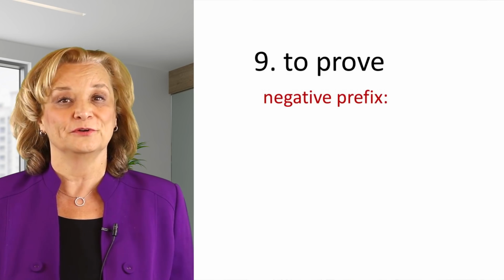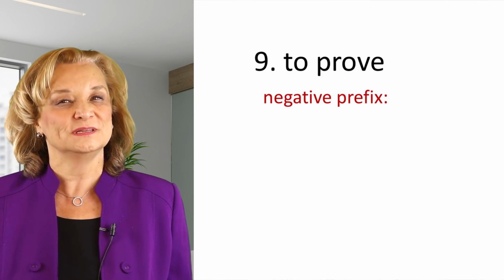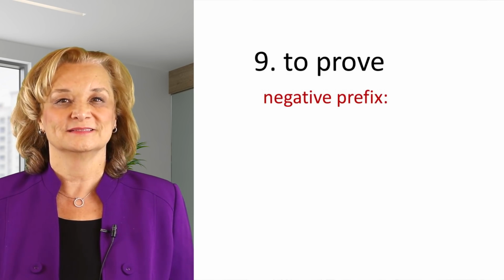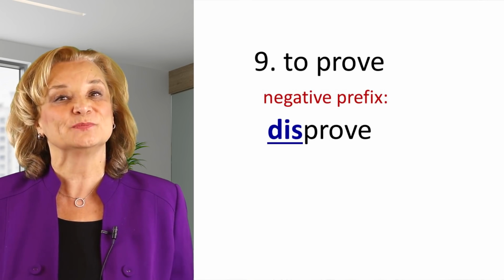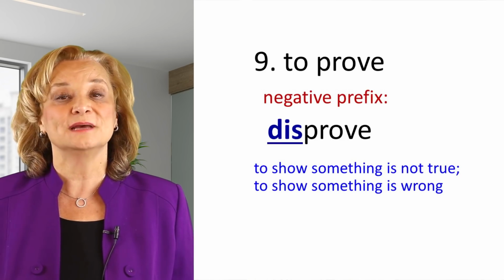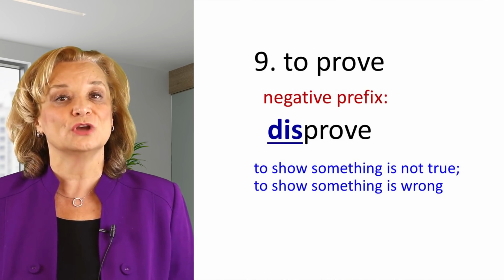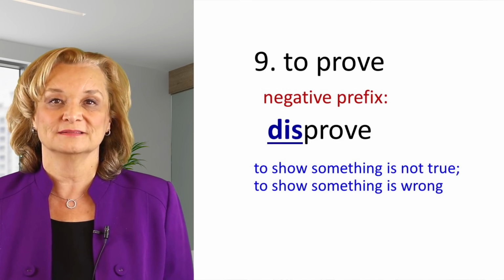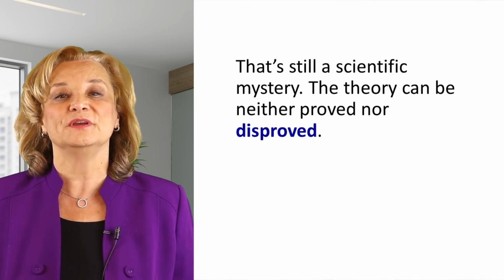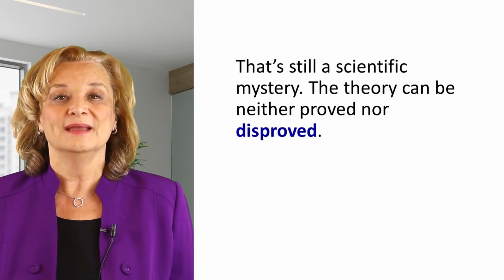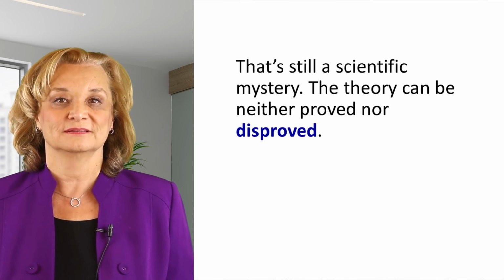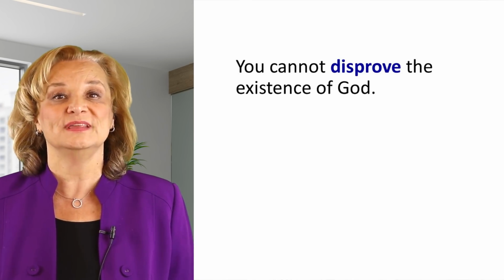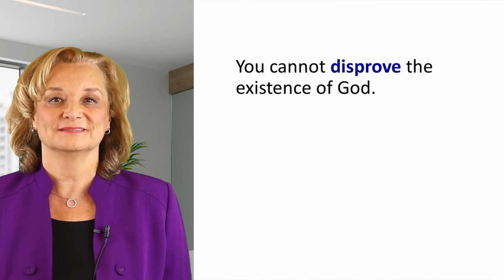The next one is a verb, to prove. What is the opposite? Once again, we will use the prefix dis, to disprove. To show something is not true, to show that something is wrong. That's still a scientific mystery. The theory can be neither proved nor disproved. You cannot disprove the existence of God.